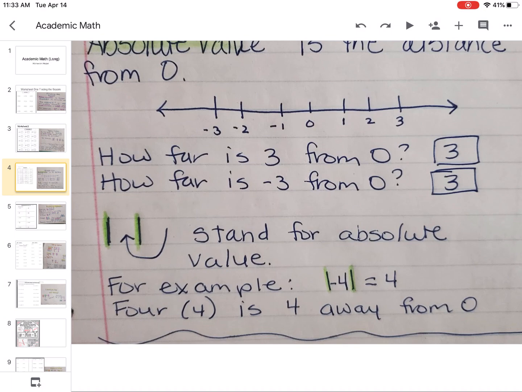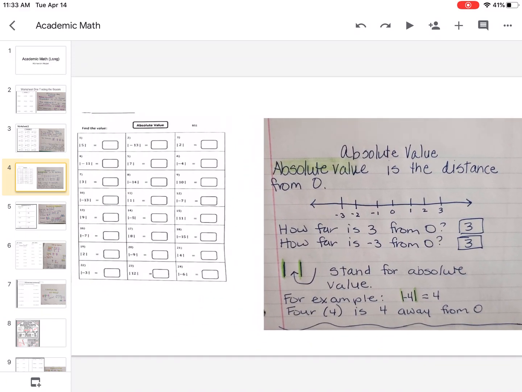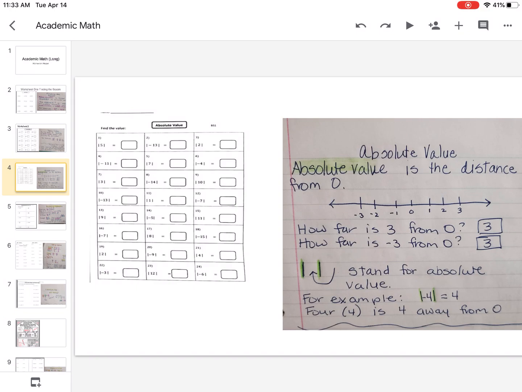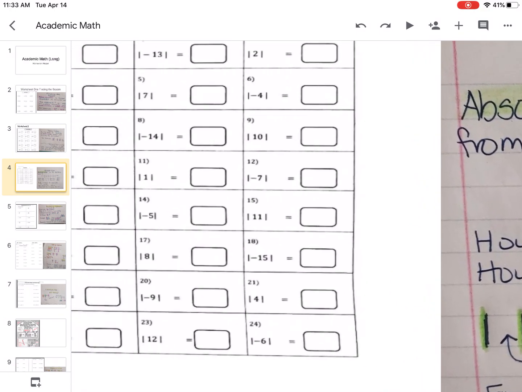So another example. The absolute value of negative 4, how far away is negative 4 from 0? It's 4. So on this worksheet, you're just going to be pulling that number out and putting it in the box.